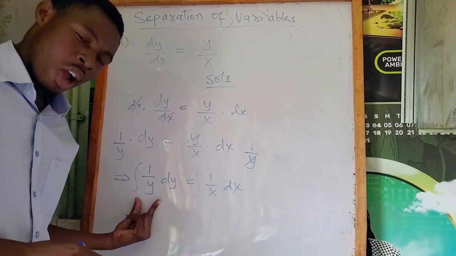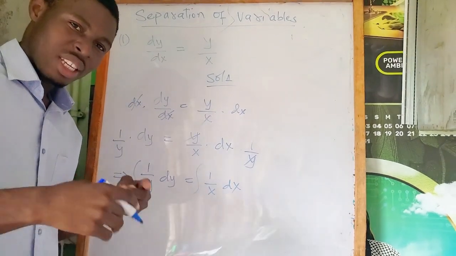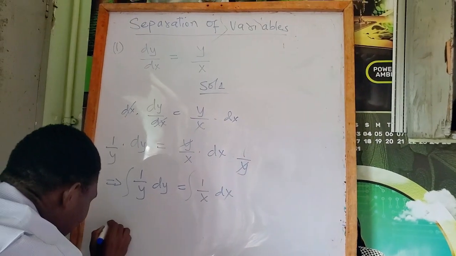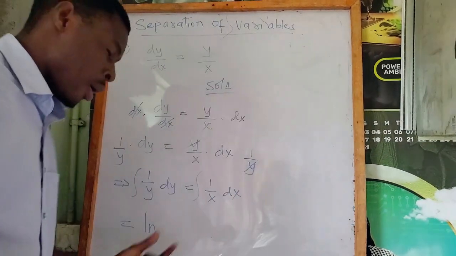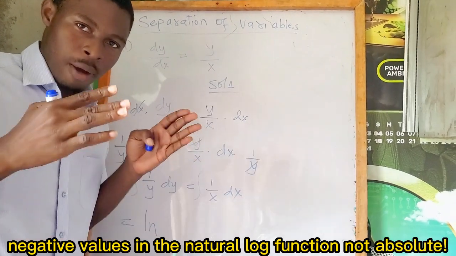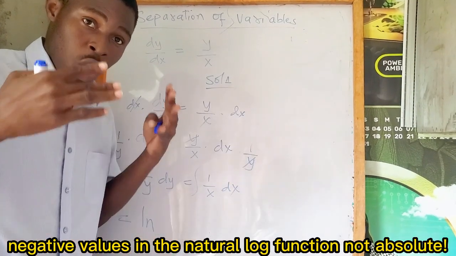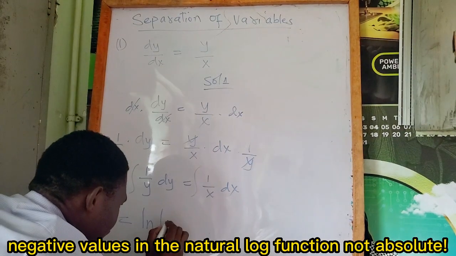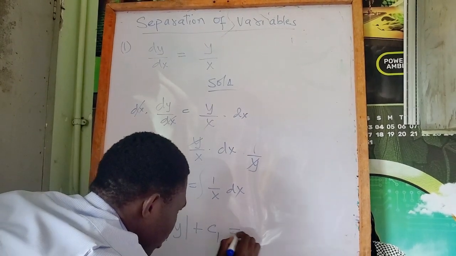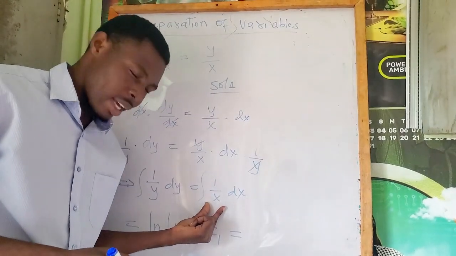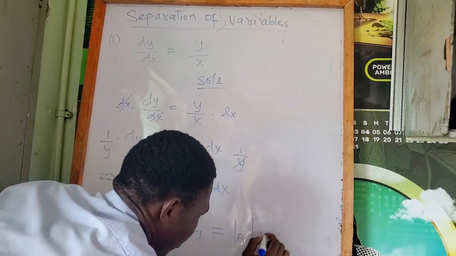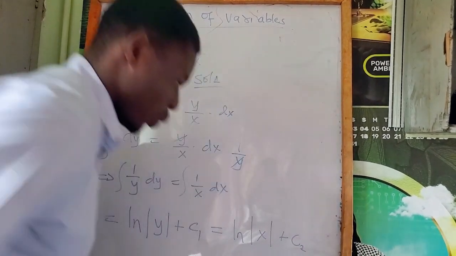Now what is the integral of 1 all over y? That would be the natural log of y plus c. I'm going to put absolute values because you cannot take the log of a negative value, or it gives you an undefined function. So it will be ln of the absolute value of y plus, I'll call this c1, is equal to the integral of 1 over x, which is what? ln of x. So this will be ln of the absolute value of x plus c2.